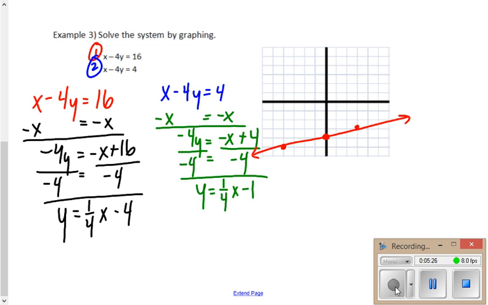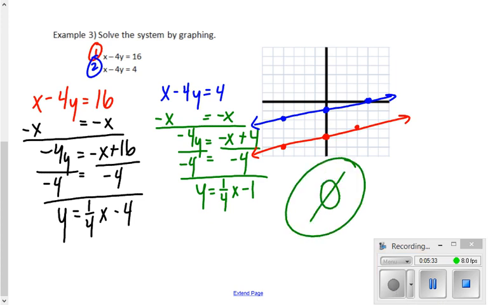There's equation 1. There's equation 2. And our answer there would be no solution.